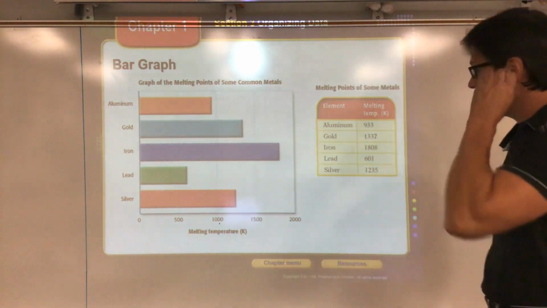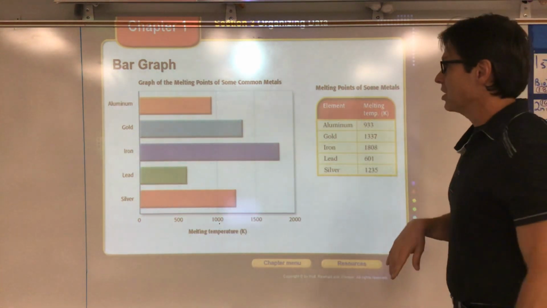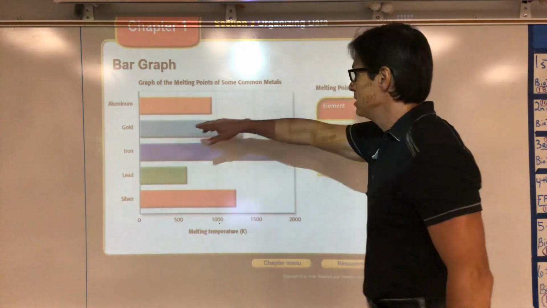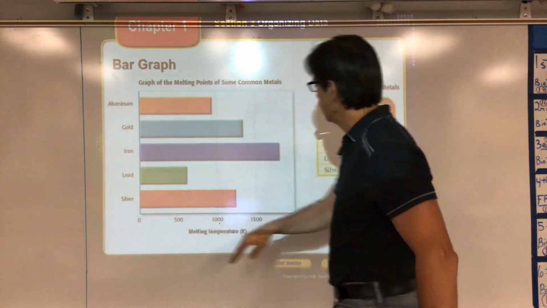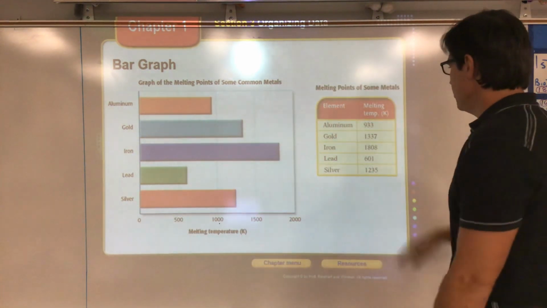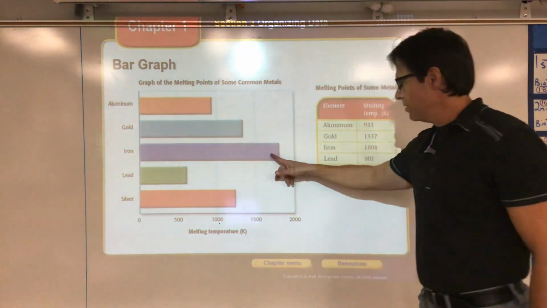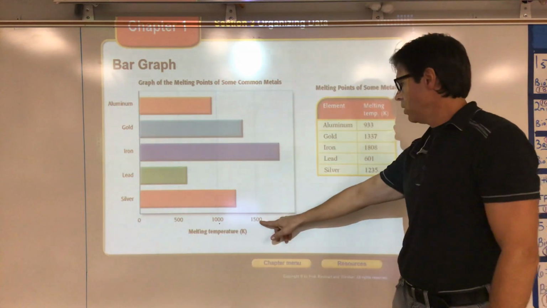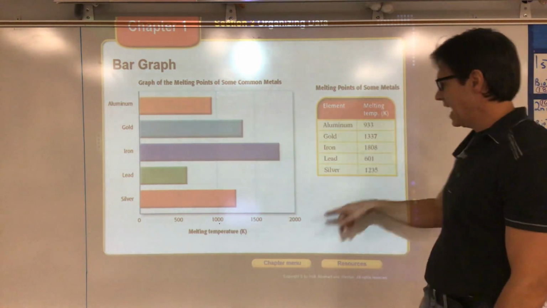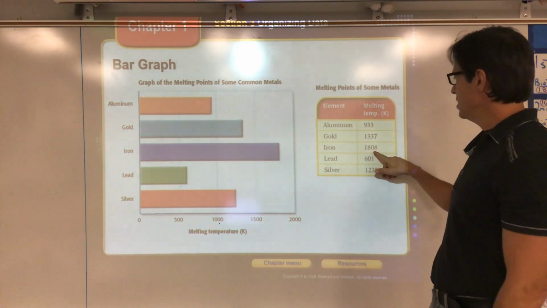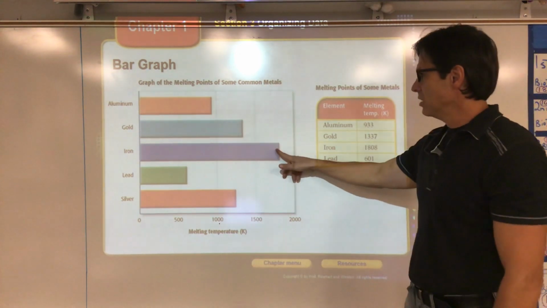So just quickly looking at this, what are the melting points of these metals: aluminum, gold, iron, lead, and silver? The data's over here, okay? Even without having to look for the largest number, we can see right here that iron has the highest melting point, well over 1,500 degrees, specifically 1808 degrees Kelvin.